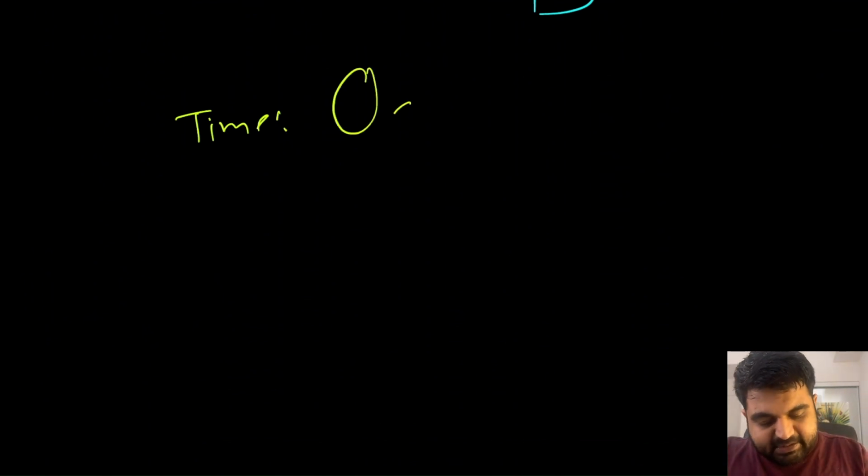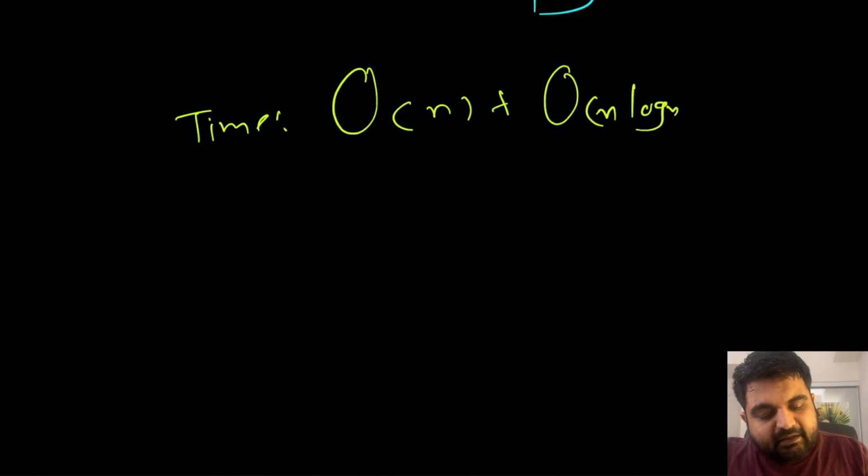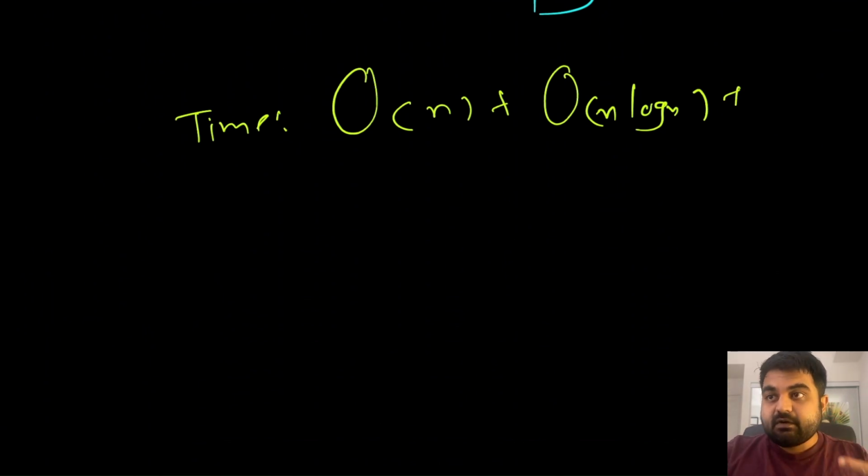So step number 1 is we need to build the frequency map, which takes big O of n time. Plus we will need to generate the heap, so that takes big O of n log n time. Then we will have to run our while loop iteratively until we complete every single cycle.